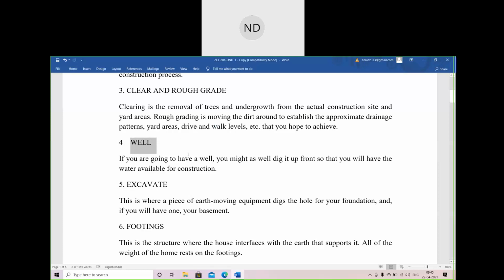The next sequence after clear and rough grade. If you are going to have a well, you might as well dig it up front so that you will have the water available for construction. You understood? What did you understand? Yes, ma'am, a well will be required so that we will have enough water, which will be required in the construction process by the workers.